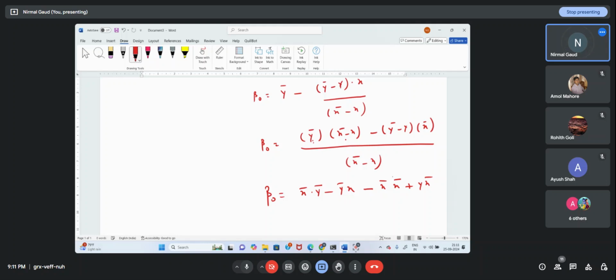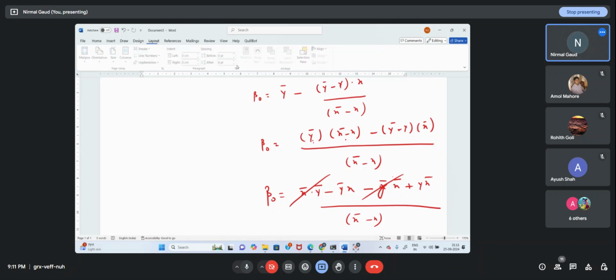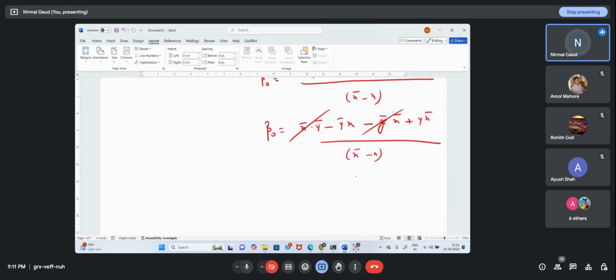So okay, this is y bar x bar, na? Y bar x bar. So these two get cancelled, and here I'm getting x bar minus x. Something I'm getting like this. So beta naught will be like y x bar minus y bar x divided by x bar minus x. This is something I'm getting as beta naught.